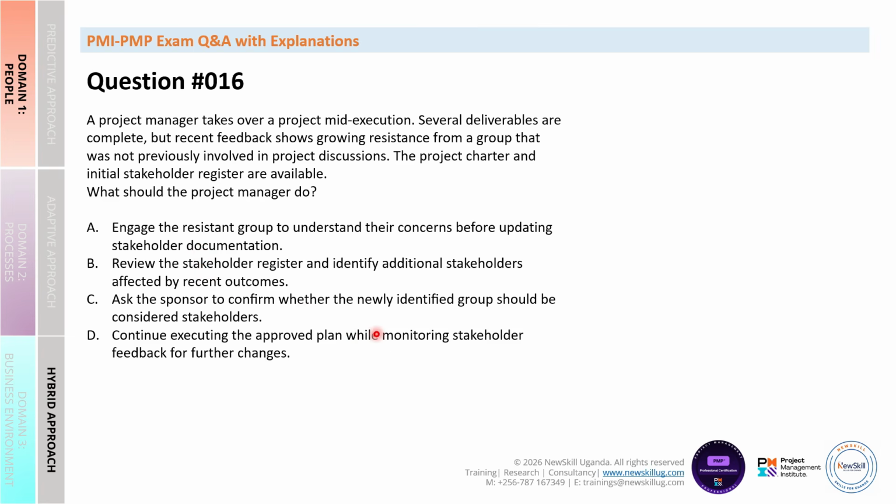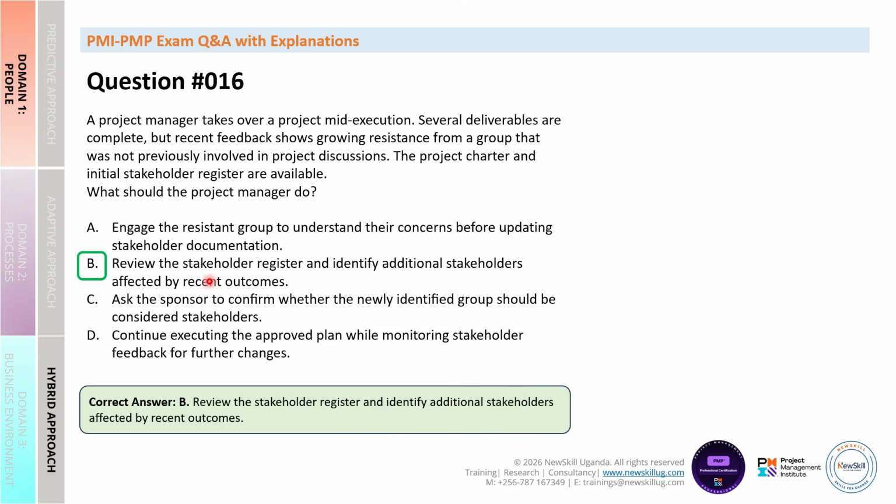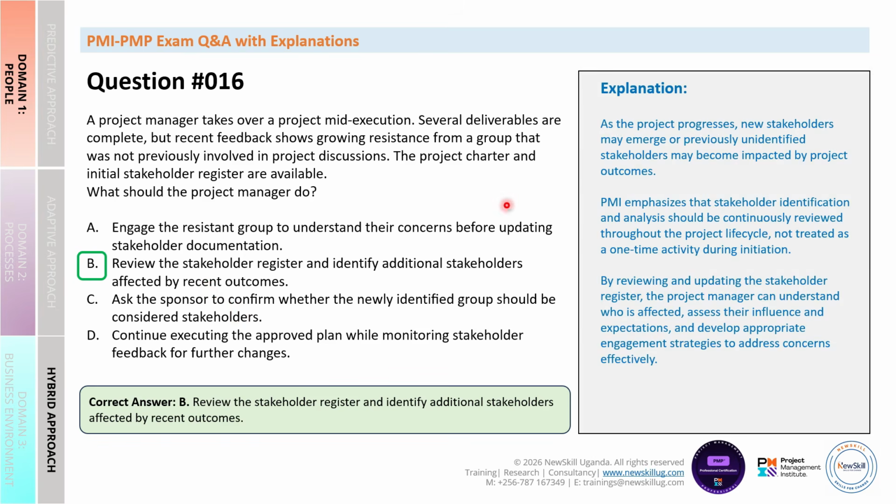The project manager has taken over during execution, and there is a group that was not previously considered but is now showing some sort of resistance. This is a sign that the stakeholder register may no longer reflect the current project environment. And that is why option B would be your best answer in this case. Why? The project manager should review the stakeholder register and identify any additional stakeholders affected by the project outcomes.